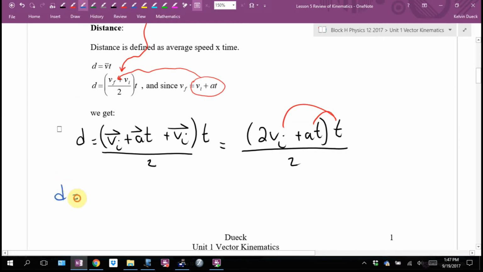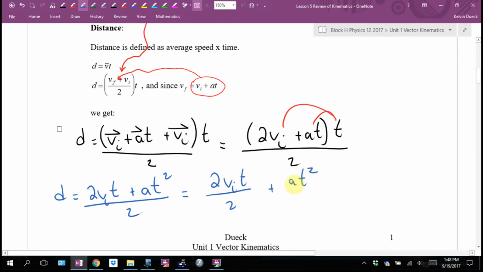When I do that, 2 VI times T is going to be 2 VIT plus AT times T. It's going to be A. What's a better way to write T times T? T squared. And it's this whole thing all over 2. Right around now, a lot of you are starting to see where we're going with this, what we're about to derive. That top fraction has 2 big terms, a 2 VIT and an AT squared. Since they're all being divided by 2, I can actually divide this up into 2 VIT over 2 and AT squared over 2.